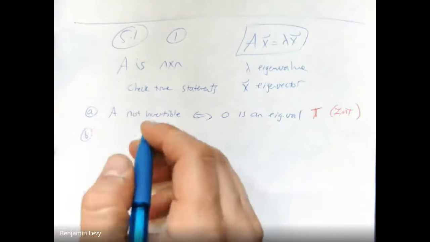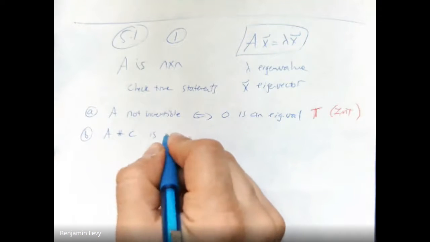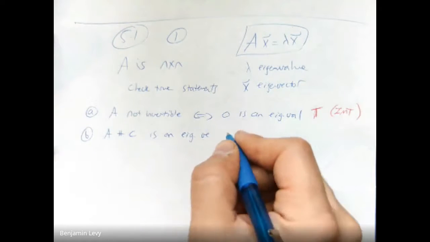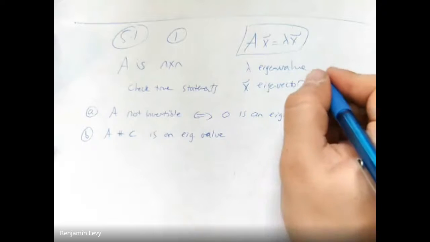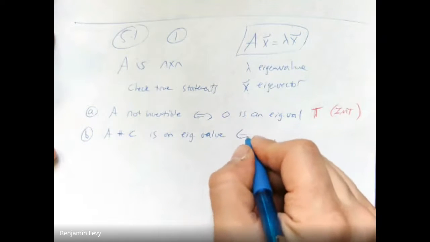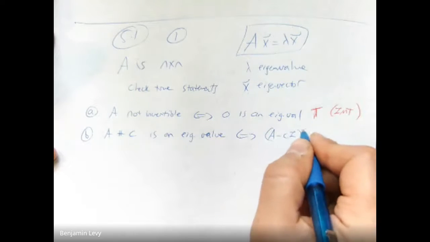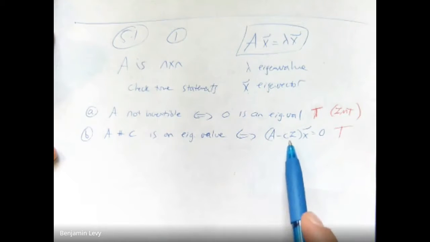B says a number C is an eigenvalue. So lambda, one of the lambdas. Lambda is a real number, by the way, and X is a vector, for those of you who haven't watched this video yet. So a number C is an eigenvalue if and only if (A minus CI)X equals 0. That's also true. That's the definition of how we find eigenvalues.